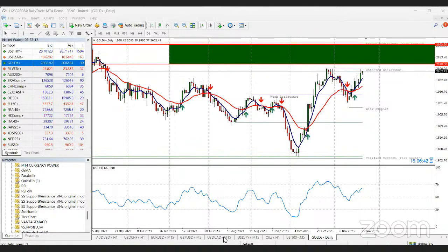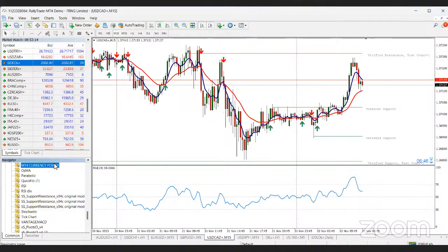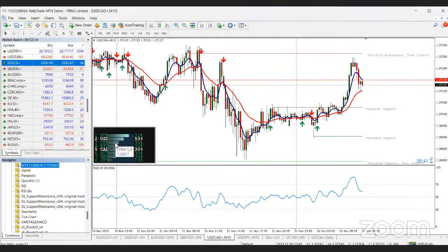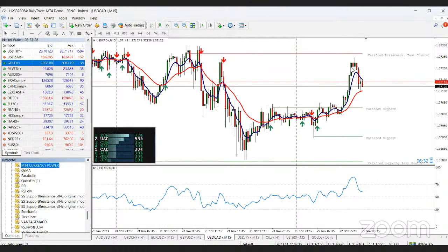Also, if you want the currency meter, which works on currency to show you currency strength, you know what to trade. You can see here USD is looking stronger than CAD right now. That is why the instrument is looking so strong at the moment. It's pushed up here, but it's going down at this time because CAD is beginning to pick up a little.